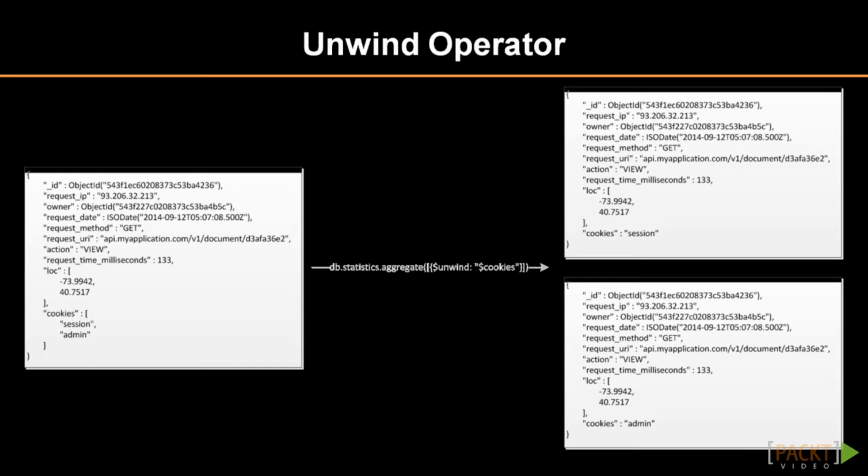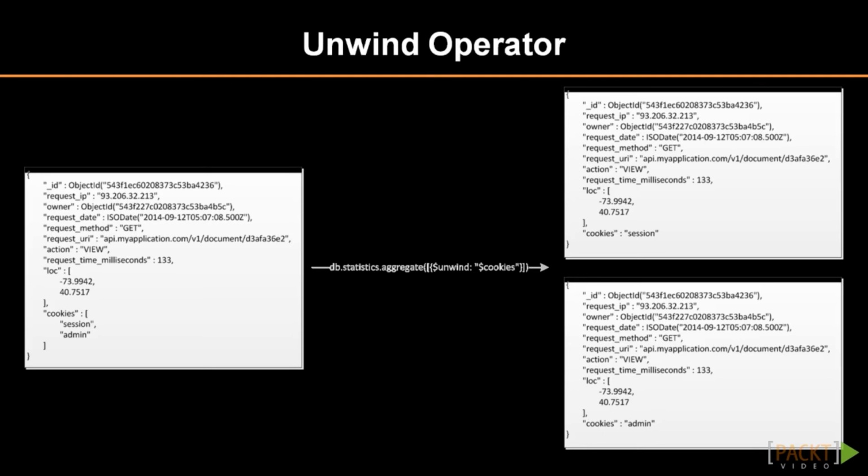The unwind operator is useful for array fields. This operator explodes a single document into many documents, creating one new document for each element in the array. In this example, the array cookies contains 2 values, so the output includes 2 documents, one for each value in the array. This can be useful when combined with group and other commands operating against the previous array field, as will be seen later.